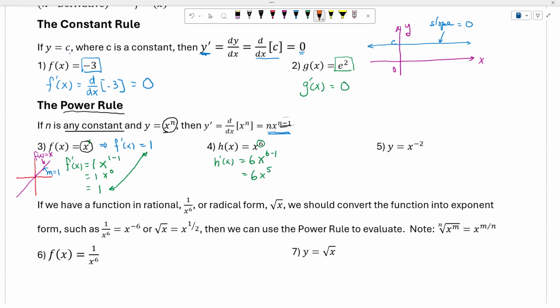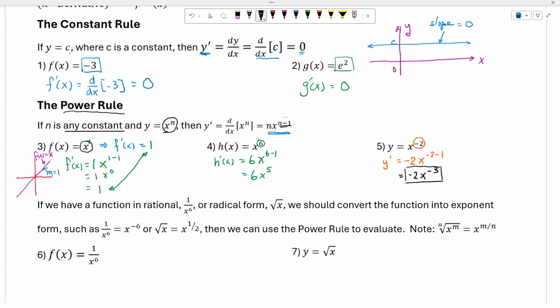And now, how about if I have a negative power? Again, -2 is a constant, so we could apply the power rule here. So I will have y prime equal to, we bring the power down, -2, x to the -2 minus 1. Then I will have -2 x to the -3, and this is my answer.